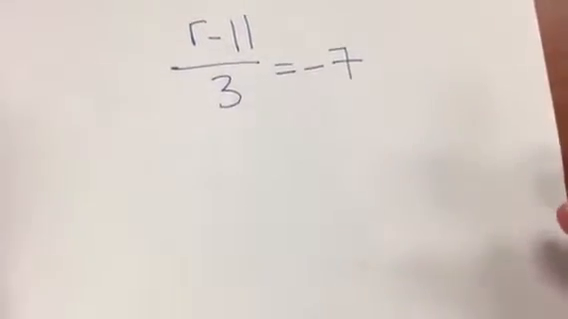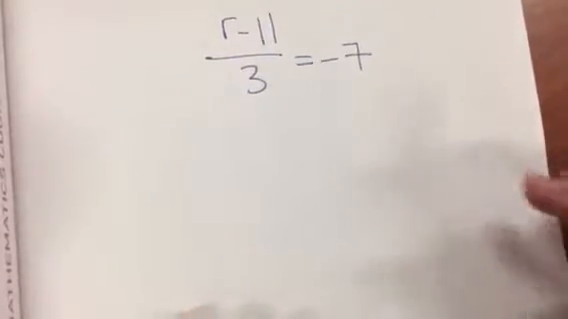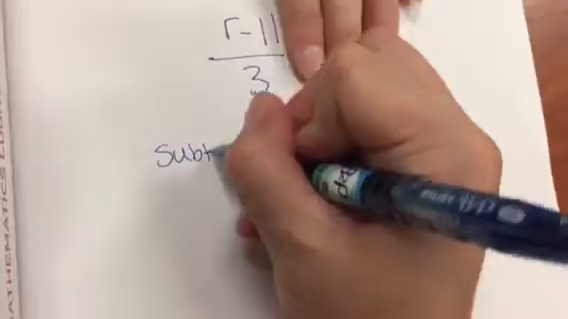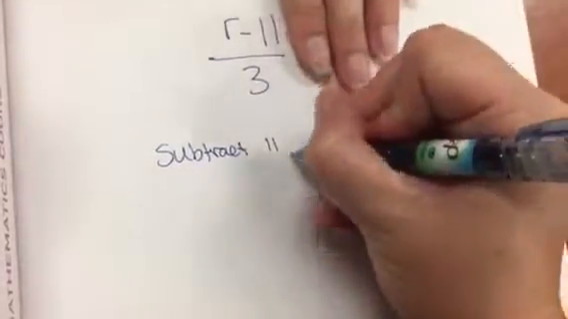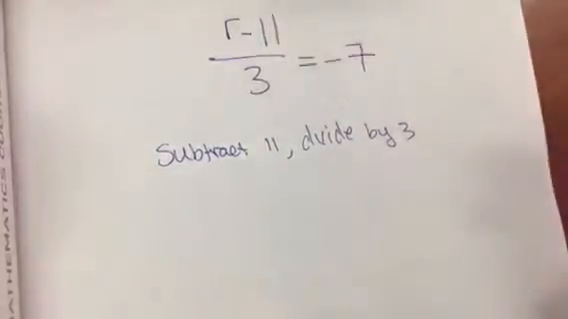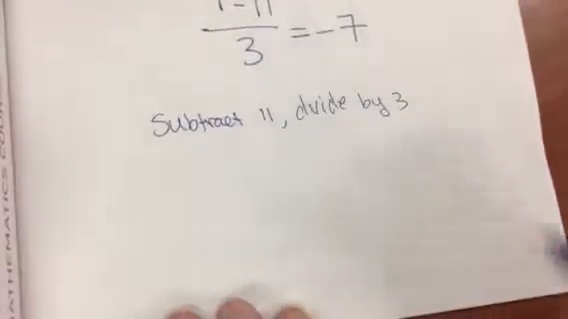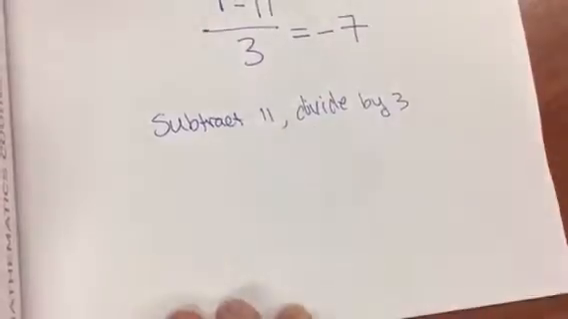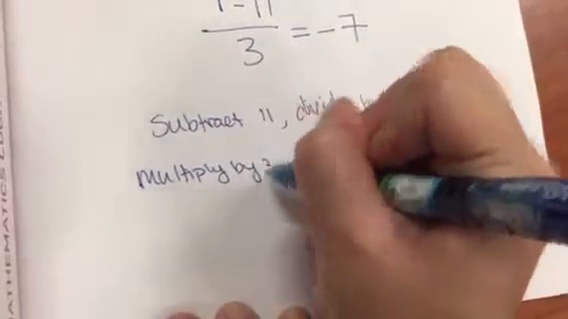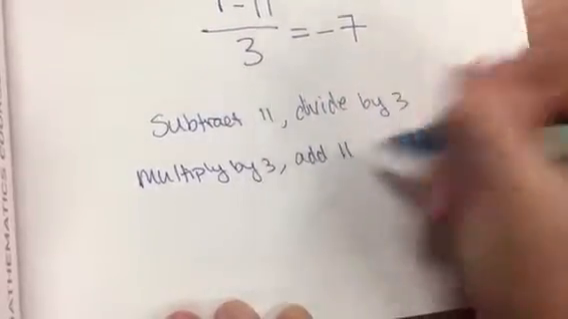r minus 11 divided by 3 equals -7. So what was the first thing that happens to solve for r? I would have to subtract first. Okay, so subtract 11. Then I would divide by 3. Did that just simplify that problem for us? Oh my gosh, yes. So much. Now when I divide by 3, what's the inverse operation of dividing? Multiplying by 3. So multiply by 3. Then add 11.